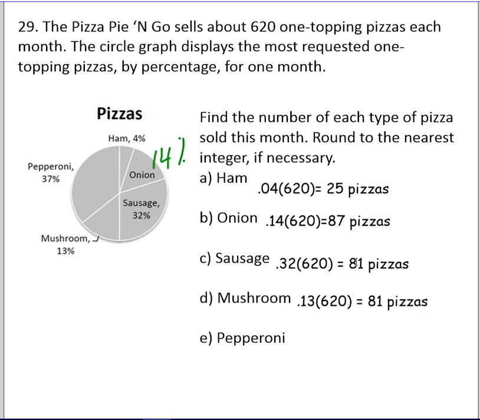For my sausage, I read the numbers wrong on my paper. It was 198.4, so the sausage pizzas round to 198. Sorry about that. So it was the second favorite. The first favorite is pepperoni at 37%. If we multiply 0.37 times 620, we get 229.4, so we'll round that to 229 pizzas.